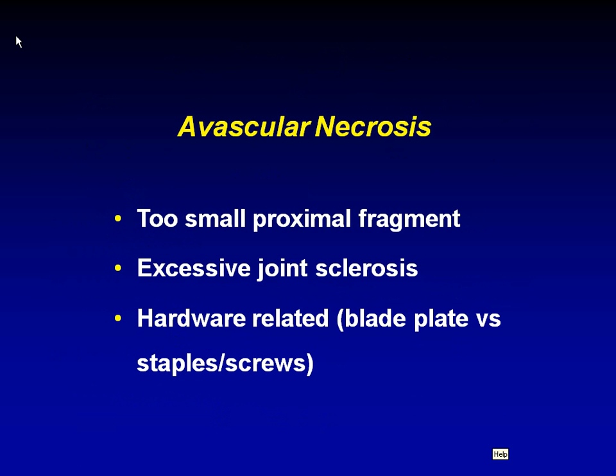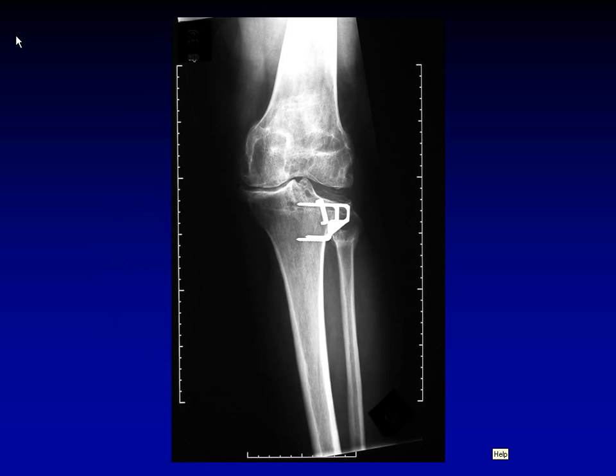Avascular necrosis occurs as a consequence of a too small proximal fragment, doing the osteotomy too proximal, or excessive joint sclerosis. In our research, in our paper which we published some years ago, we found the use of a blade plate versus staples or screws significantly increased the incidence of avascular necrosis.